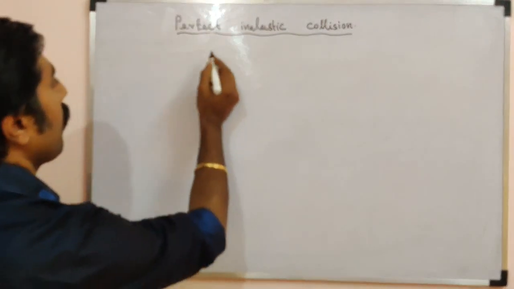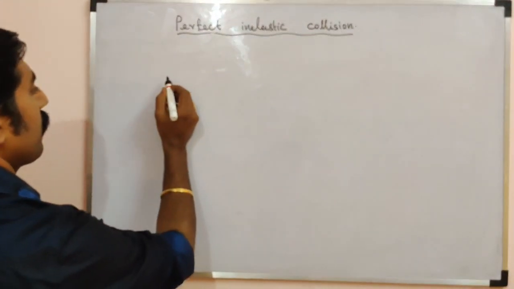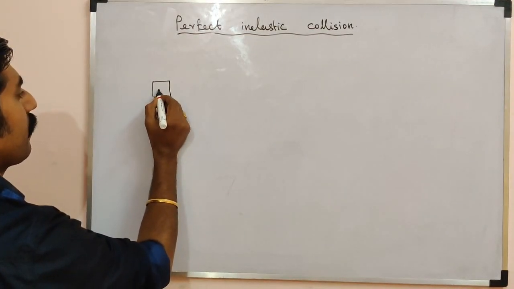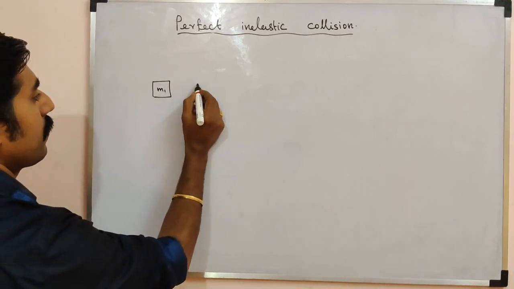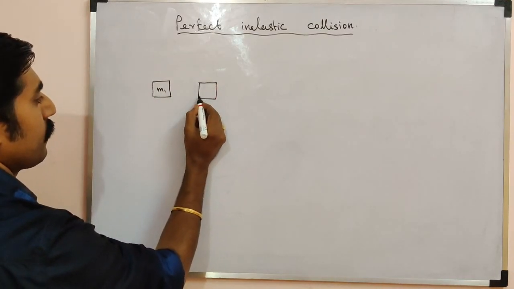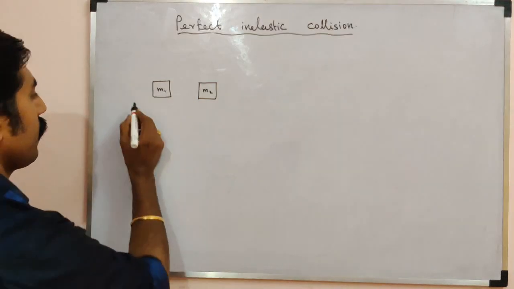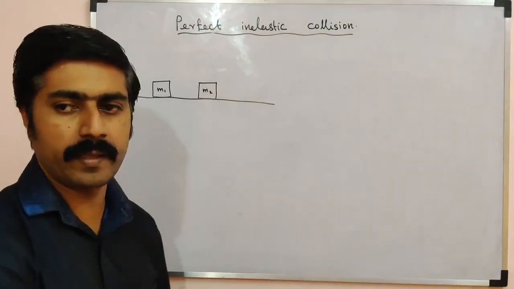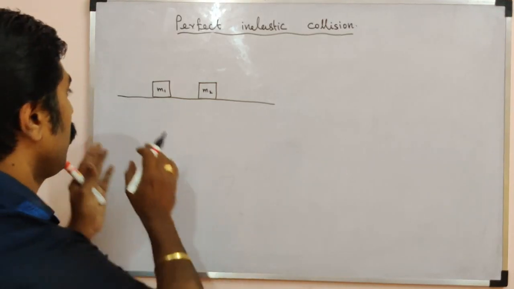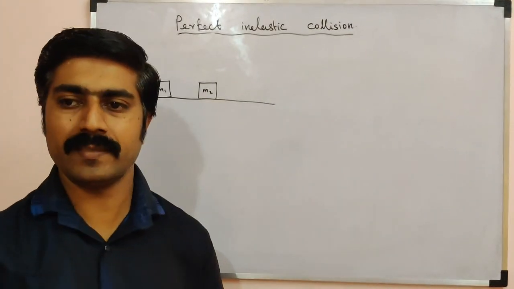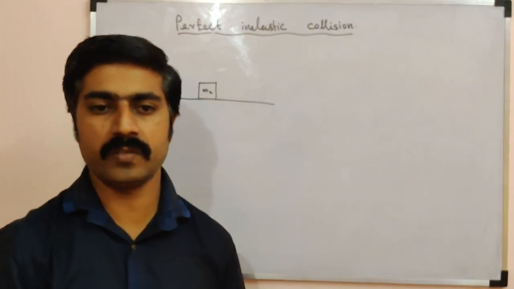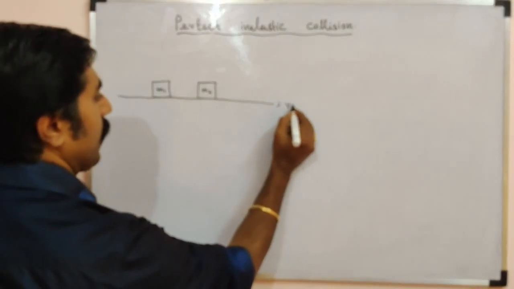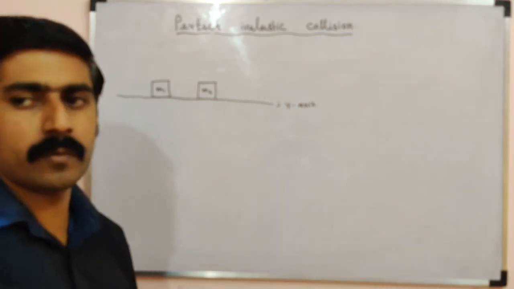So for that we need to take two objects. This is one object of mass m1 and the second object is m2. Both the objects are moving in a horizontal plane, using only one axis, that is the X-axis. So the motion is one dimensional linear motion. Linear motion means straight line motion. So this is the X-axis.